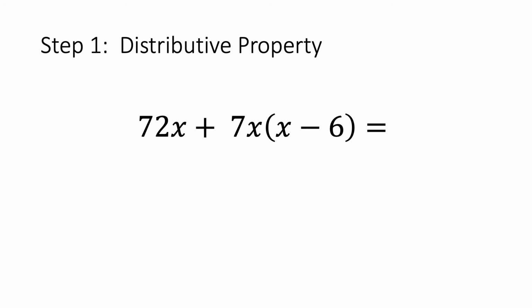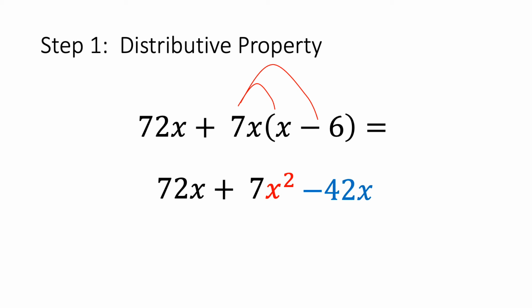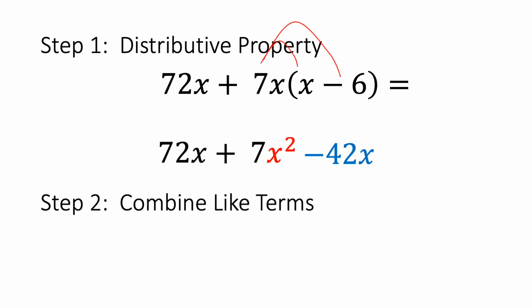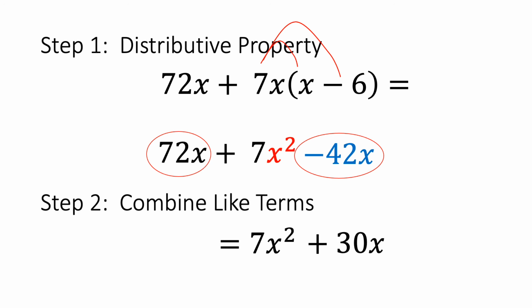The first step is the distributive property. So we multiply 7x times x. We get 72x plus 7x squared, and then we'd multiply 7x times negative 6, and we get negative 42x. After we've completed the distributive property, then we can combine like terms. We circle the terms that are named x. So we have 72x minus 42x, and that leaves us with 30x. When we're finished, we write it in simplified form, 7x squared plus 30x.